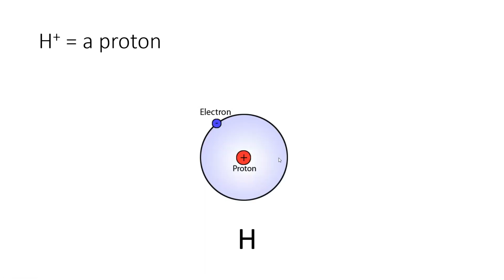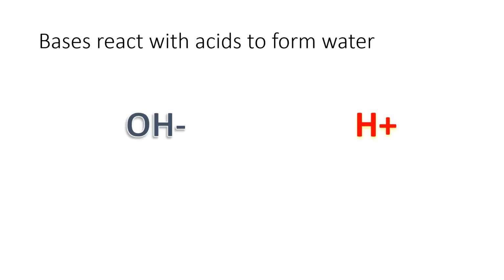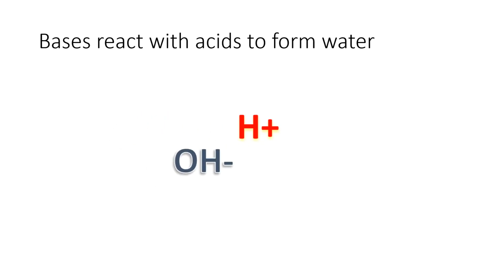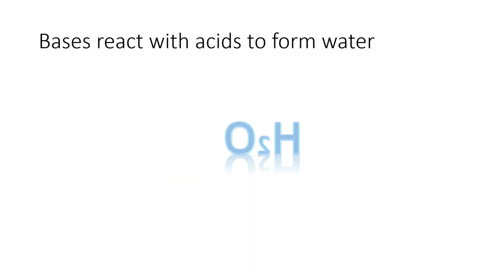So when I call H plus a proton, if you think about what hydrogen is, it's a proton and an electron. And if we were to get rid of that electron, we would have a plus charge. And that means all that's left is a proton. So H plus is basically just a proton. And the beauty of all acids and bases is when they come together, they form water. H plus with OH minus will form water.